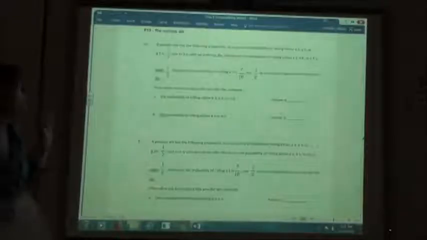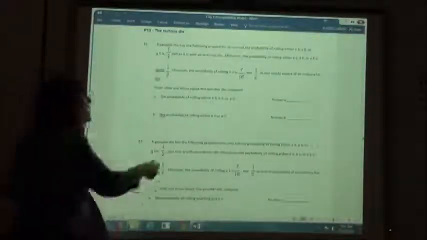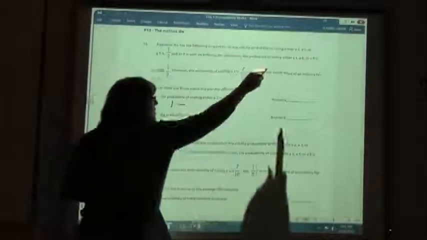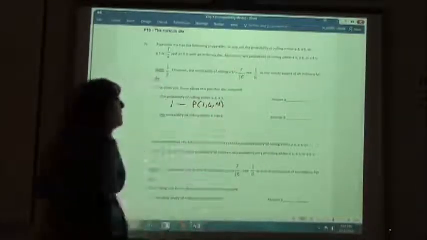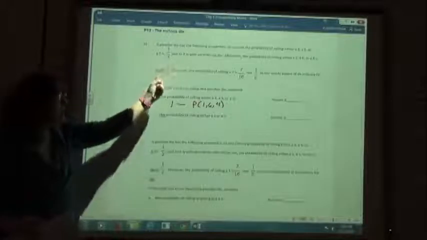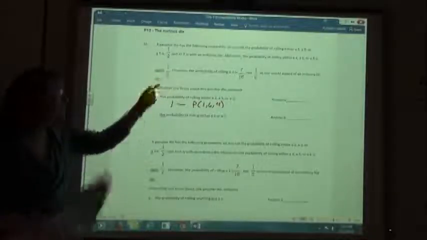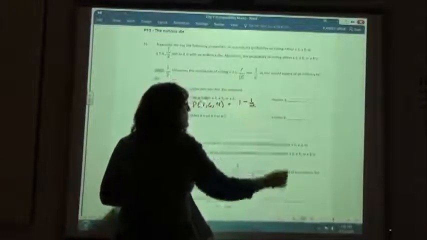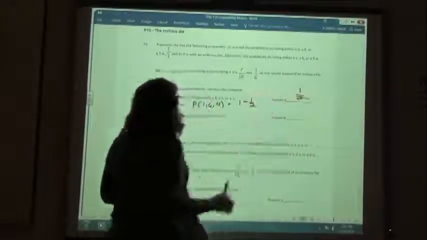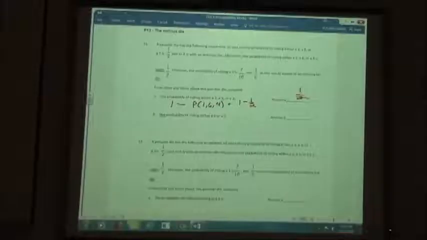So my probability of getting a 3, 5, or a 2 is 1 minus the probability of getting my 1, 6, or my 4. Well, if my probability of getting a 1, 6, or a 4 is 1/2, then I'm going to have 1 minus 1/2, and my answer is going to be 1/2 then. So if I'm looking for it not to be that, I'm going to do 1 minus that other probability.